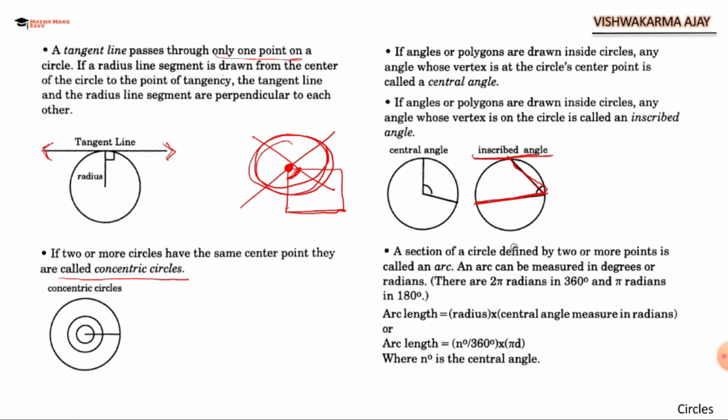The section of a circle defined by two or more points is called an arc. See, these two points define this section, so this section will be called an arc. An arc can be measured in degrees or radians. Arc length is always radius times central angle, but the angle should be measured in radians. Like here, arc length is equal to radius times central angle.